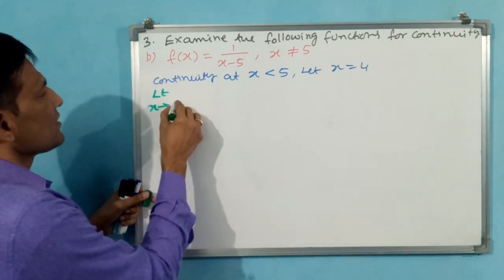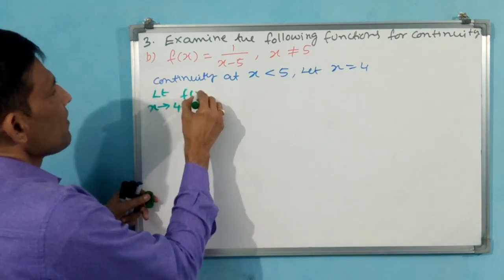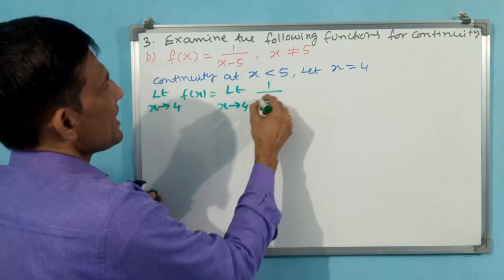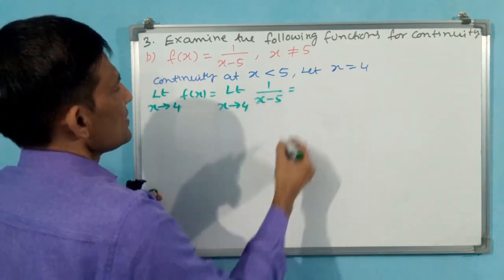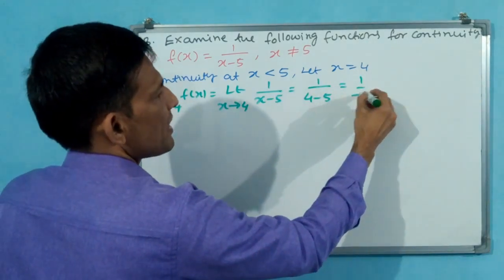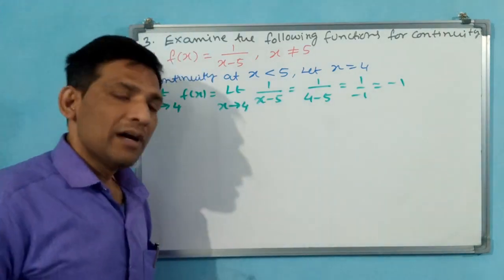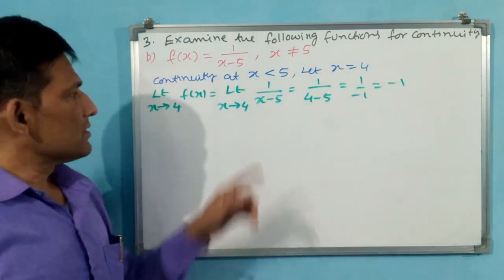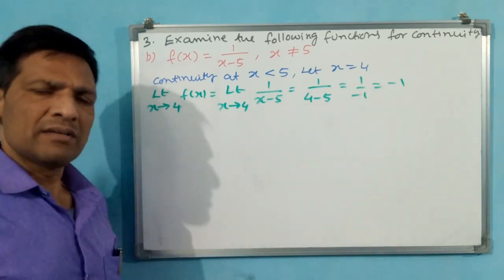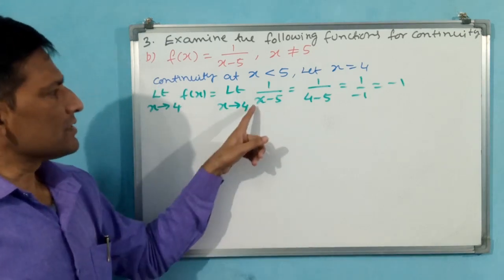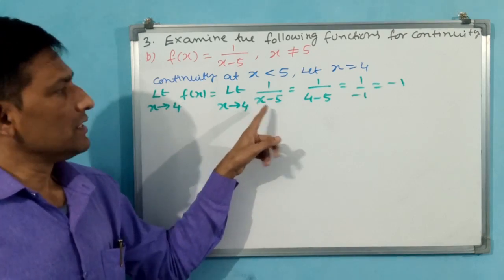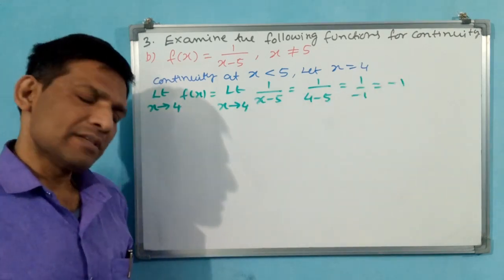Limit x tends to 4, f of x is equal to limit x tends to 4, 1 by x minus 5. You apply the limit now: 1 by 4 minus 5, that is equal to 1 by minus 1, that is equal to minus 1. Is it okay? Definitely okay. Now you tell me, slightly less than 4, 4 minus, if I give, minus 1 is going to come or not? Yes, minus 1 only is going to come. Slightly greater than 4, the right hand limit, if you give 4 plus, minus 1 is going to come or not? Yes, minus 1 only is going to come.